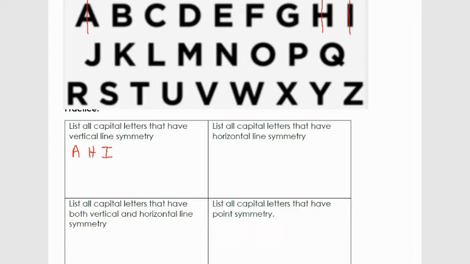J, K, L won't, M will. We can divide it in there. So I'm just literally going down the list, looking to see if I can draw a line and it will fold over on itself or map onto itself.